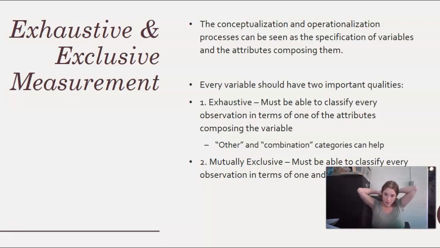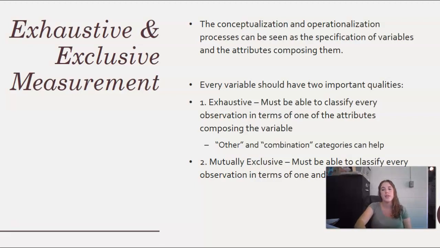All right, so some of the things that we need to have when we are making our variables is the qualities of being exhaustive and exclusive. So the attributes, which are the characteristic or quality of something that composes a variable, should be exhaustive. What that means is that we want to be able to classify every observation in terms of one of the attributes that we assigned to our variable.